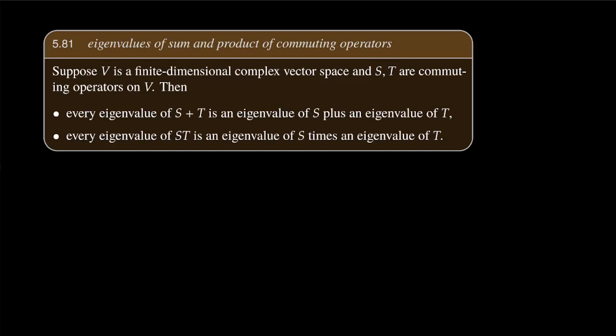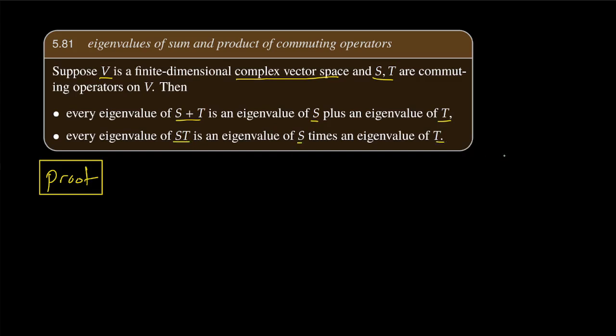Okay, last fact of the day, and this one's pretty nice actually. I think it's got a really clean kind of proof. So, last fact. Suppose that V is a finite dimensional complex vector space, same setting we've been working in for the last couple of proofs right here. And let's suppose that S and T are commuting operators on V. Then, here's the claim. Every eigenvalue of S plus T is an eigenvalue of S plus an eigenvalue of T. And every eigenvalue of S times T is an eigenvalue of S times an eigenvalue of T.